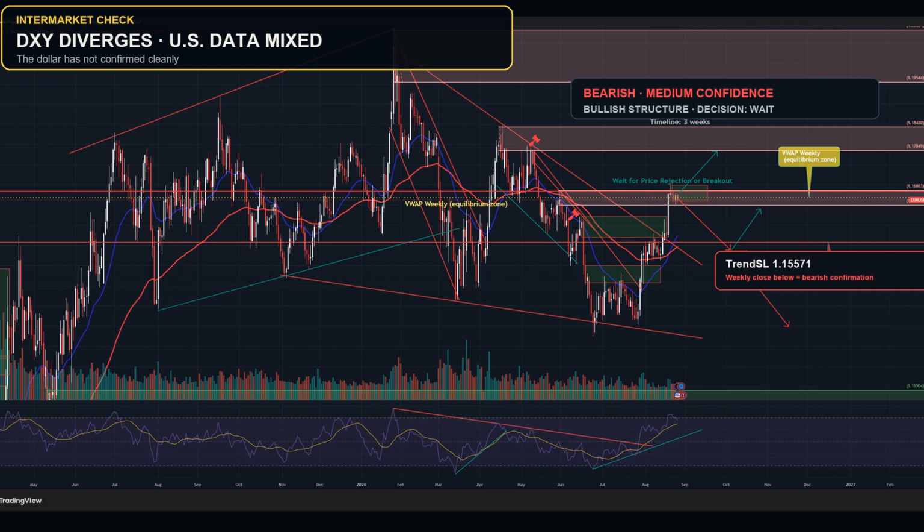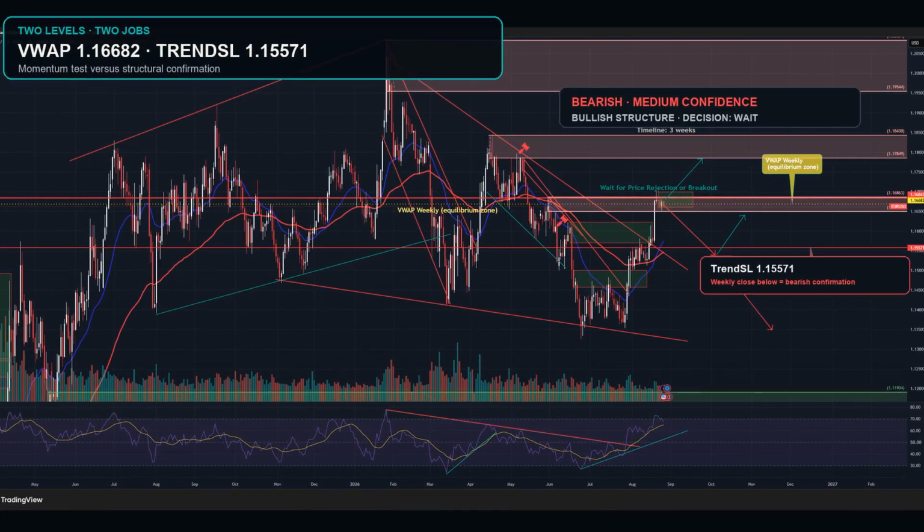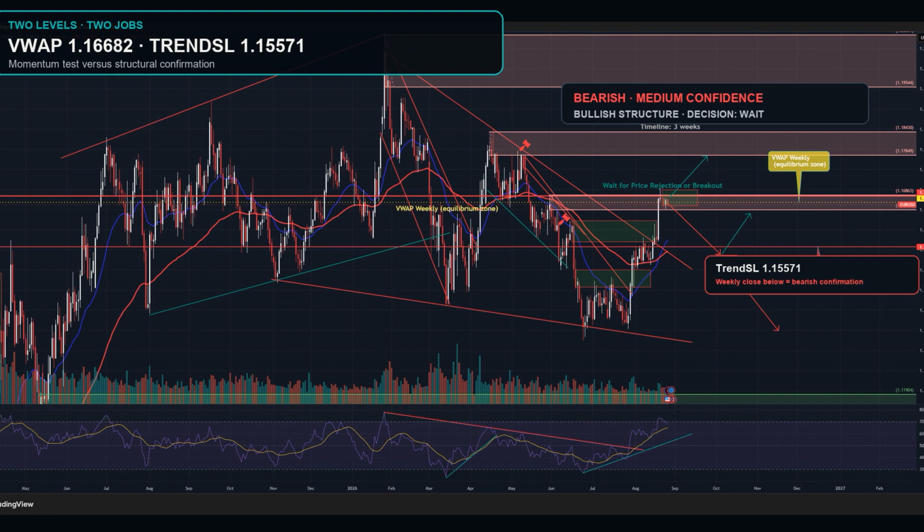The price map contains two distinct levels with two different jobs. Weekly VWAP at 1.16682 controls the immediate momentum test. Price remains marginally below it and is probing from underneath. A rejection would give sellers short-term evidence, but a later session close over VWAP followed by a hold would add momentum against the bearish thesis.